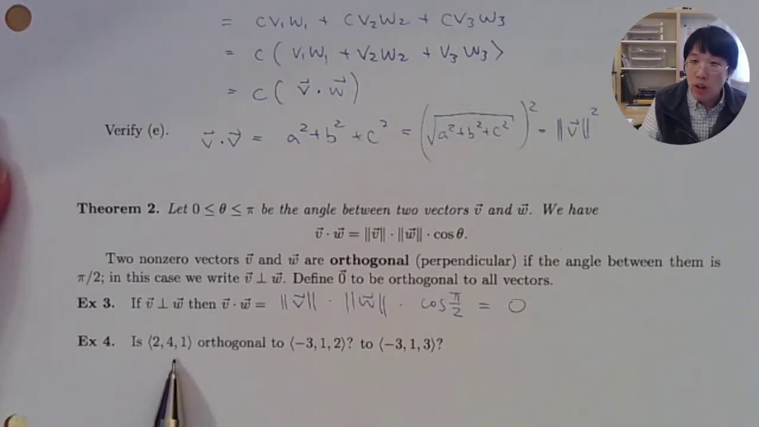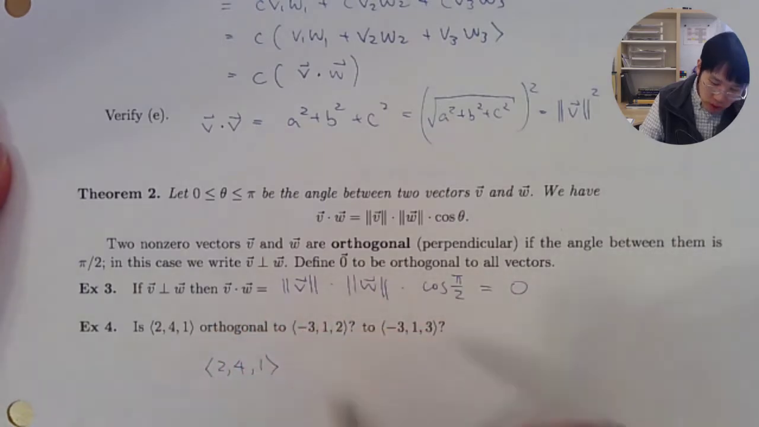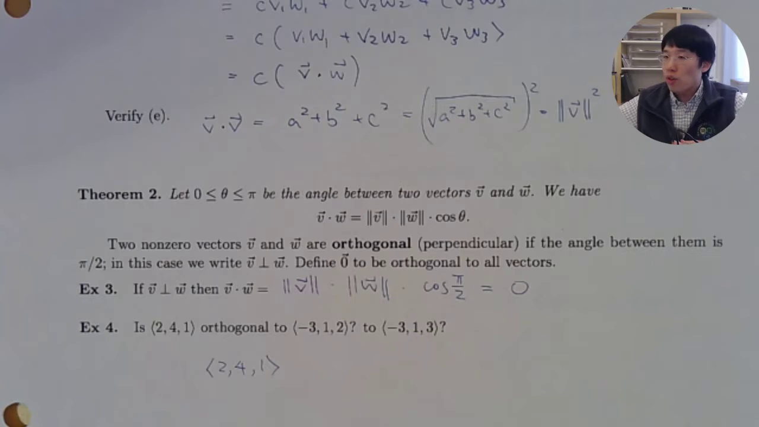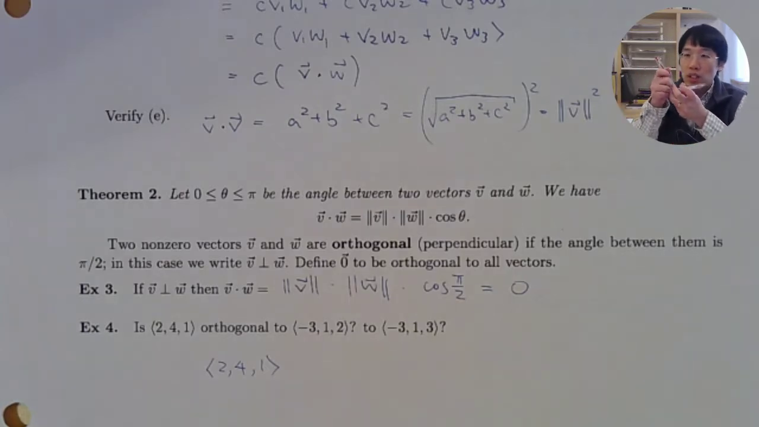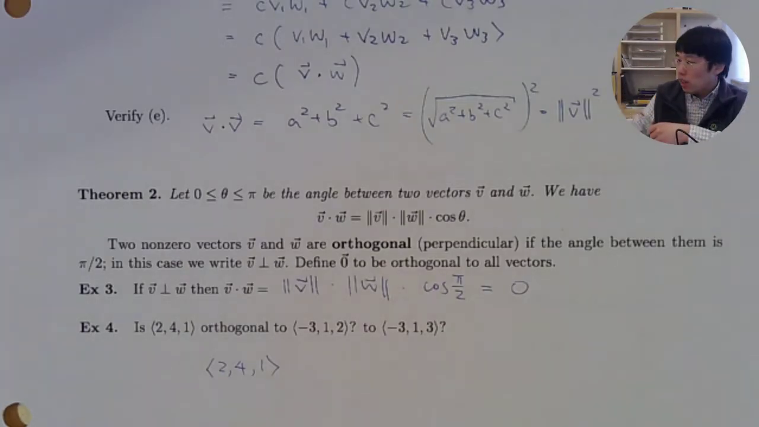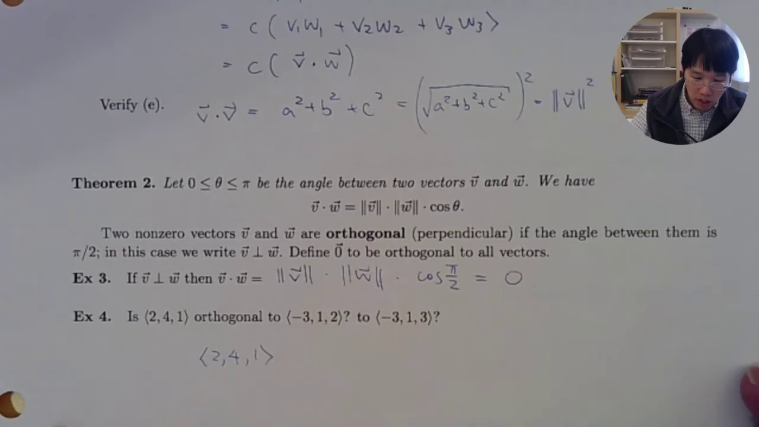Is this vector (2, 4, 1) orthogonal to (-3, 1, 2)? How would you check that? Are these two vectors that are in space? Imagine for a moment, I have two vectors like this, and they're floating in space. Is the angle that they're making in between them 90 degrees? That's a pretty hard question to answer before today. But right now, you should know how to do this. If you don't, then pause for a moment and think.